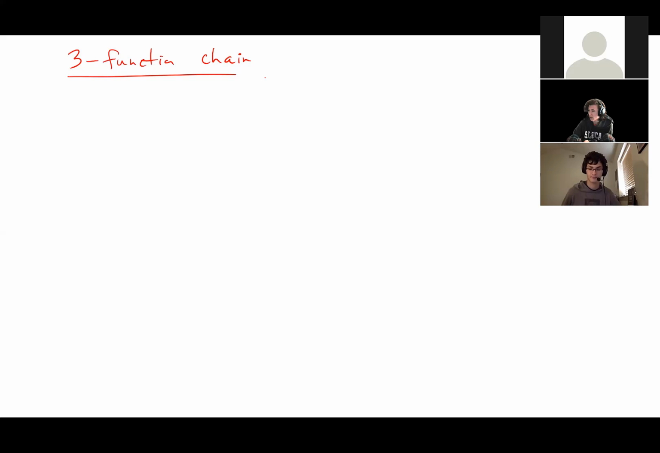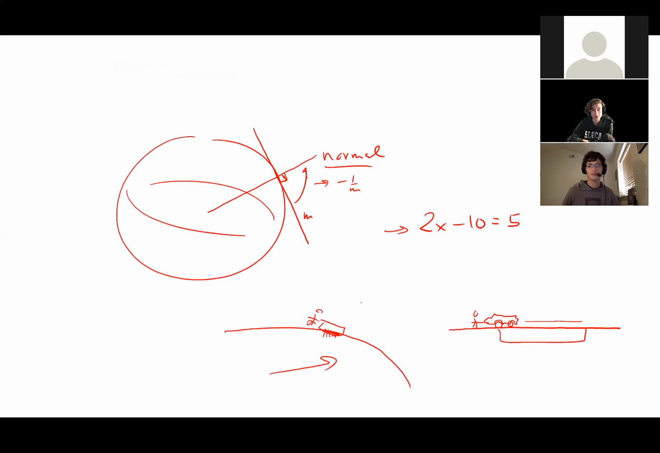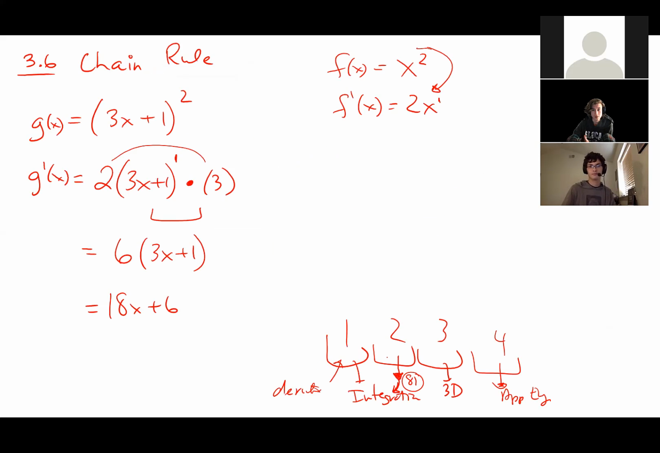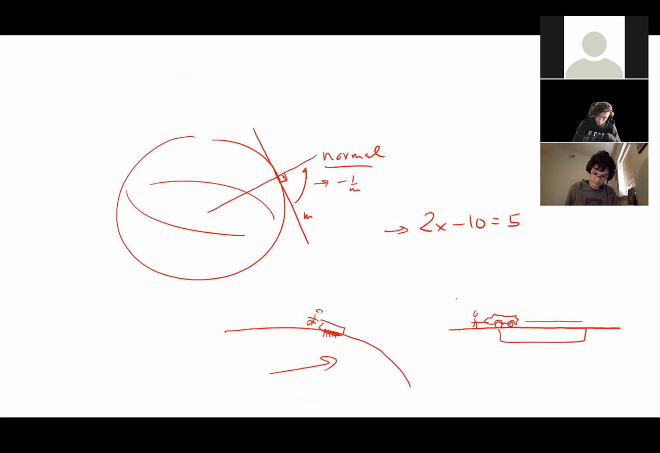I'm going to go one more here on this guy. So what we just did over here is a two-layer chain rule. We good? The two layers were this function, the power function of 2, and then the next function was the 3x plus 1. Those two functions.